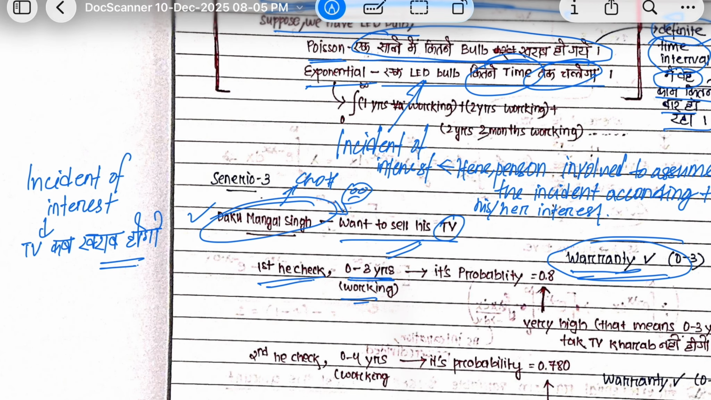So they checked first from 0 to 3 years and found that the probability is 0.8 that the TV will not have any problem between 0 to 3 years. It is very high, so they will be checking for the next.